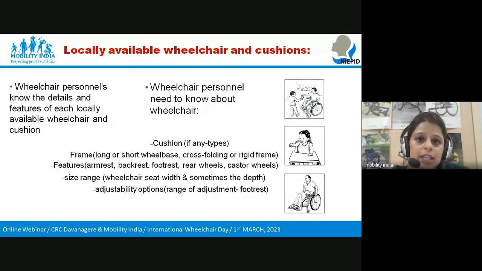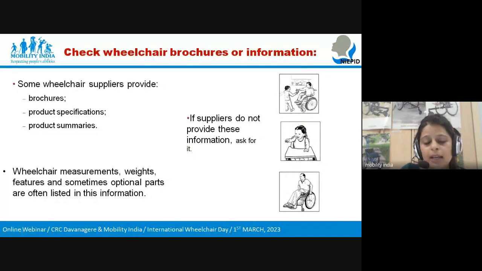Also consider the user's transportation needs, and know the features of the armrest, backrest and footrest, the size range, and whether there are adjustable options based on the need of the wheelchair user. If wheelchairs and cushions are locally available, get the information on the type and components. You can also check this information with brochures, which provide summaries and specifications on the types and components.